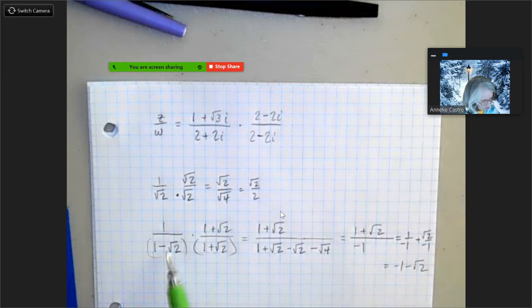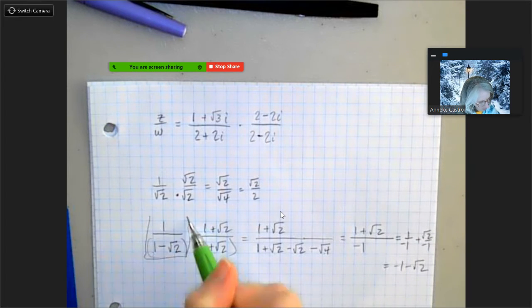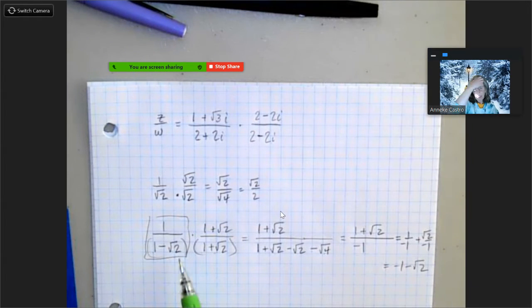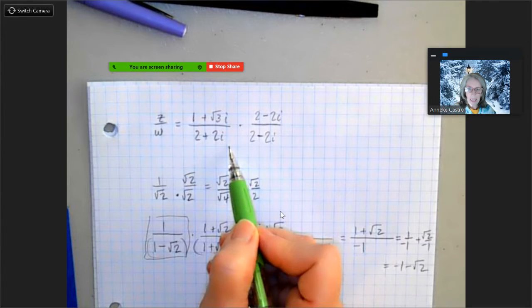Okay, so this is where I started, and I wanted to get rid of the radical in the denominator. In order to do that, you multiply by what's called the conjugate. And by having one of these be a minus and the other a plus, the middle terms drop out. So that's exactly what they were doing up here.